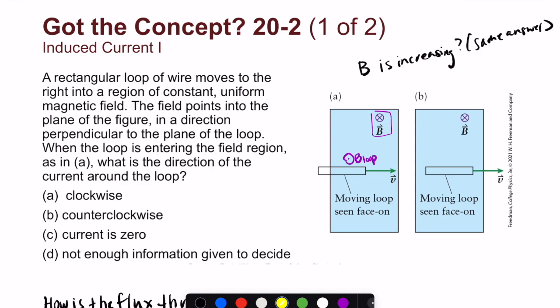So you're going to stick your thumb out of the page in the direction of B loop. And then you're going to see, if you're looking down at your hand, that your fingers are curling in the counterclockwise direction. Your fingers will naturally curl in the counterclockwise direction. And so there we go. That is the direction of the current around that loop as it's moving into the field, because the flux is increasing. And so B loop will oppose the increase by pointing in the direction opposite to the existing field.